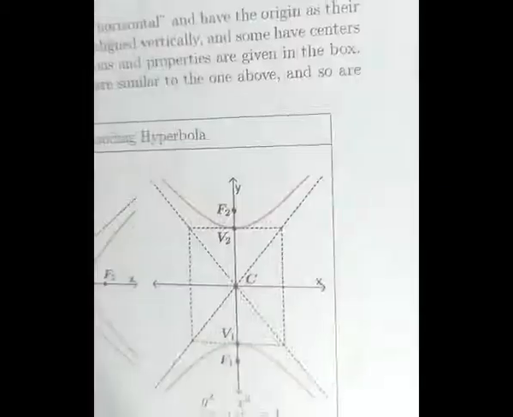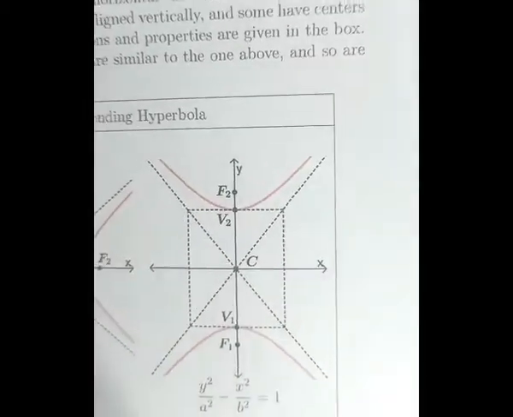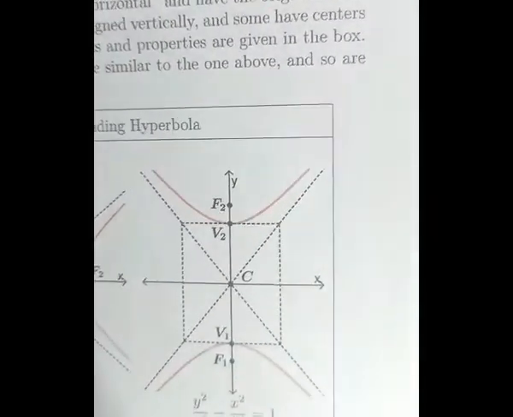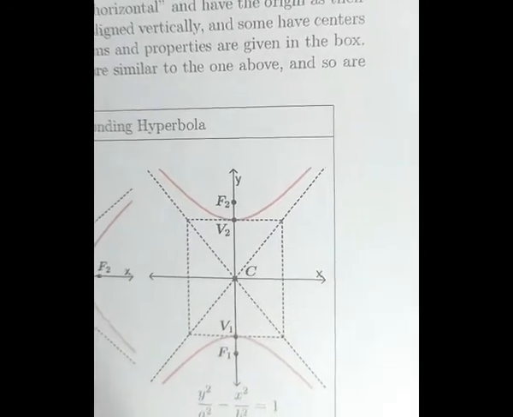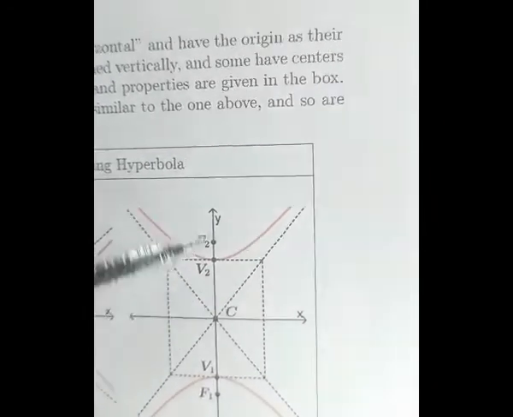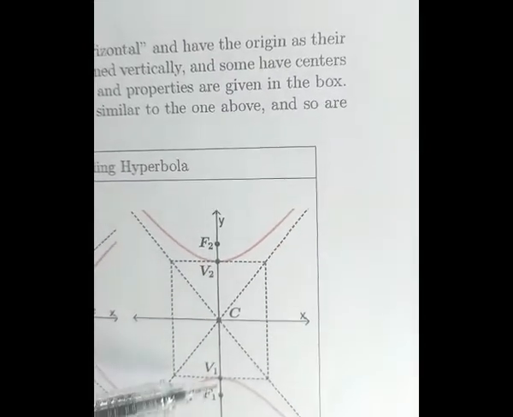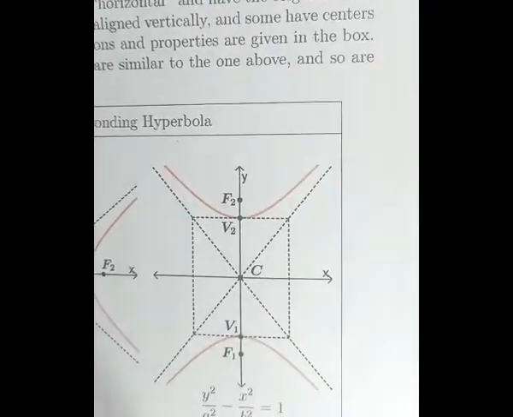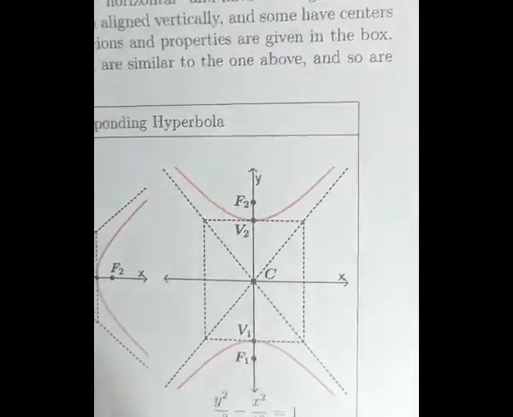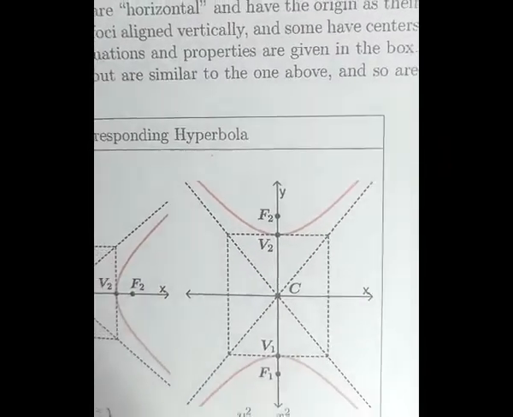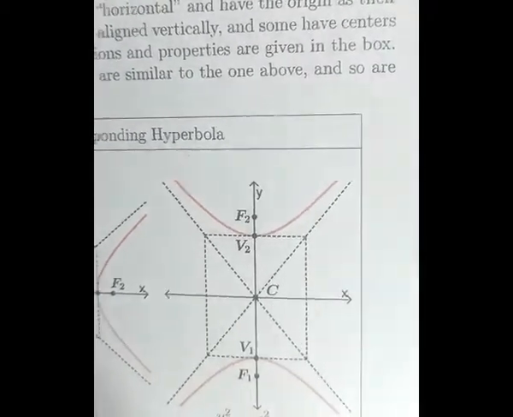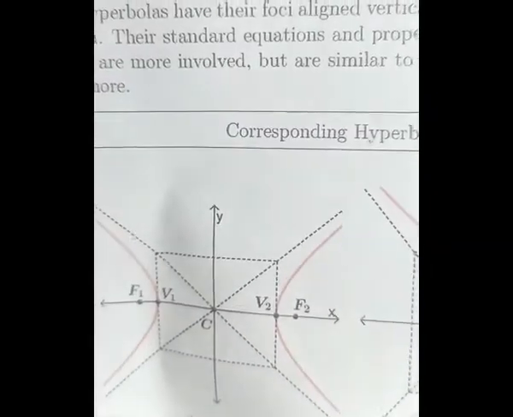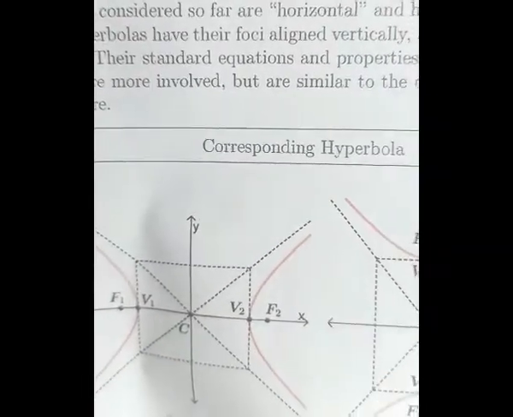And then, if the hyperbola has the equation y squared over a squared minus x squared over b squared equals 1, where the y term is positive, our hyperbola is vertical, so the transverse axis is vertical. Again, watch out for which term is positive. If the y term is positive, it is vertical. If the x term is positive, it is horizontal.